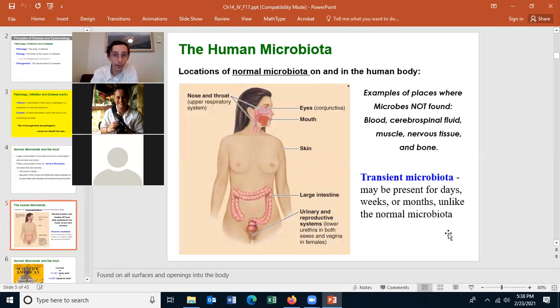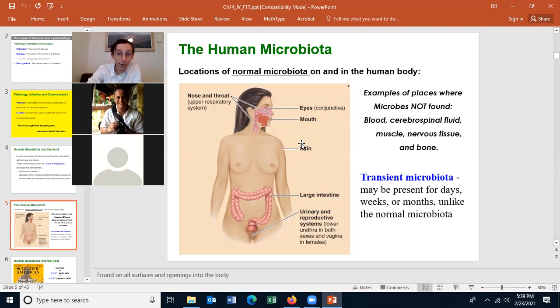The normal microbiota are only found in certain places of the human body, and this picture is trying to show you that, such as the skin, the orifices open to the body, especially the mucous membranes, the gastrointestinal tract, the lower urinary and reproductive systems like the urethra. That's where we find the normal microbiota. And obviously the mouth, nose, stuff like that. Eyes, which are totally open.